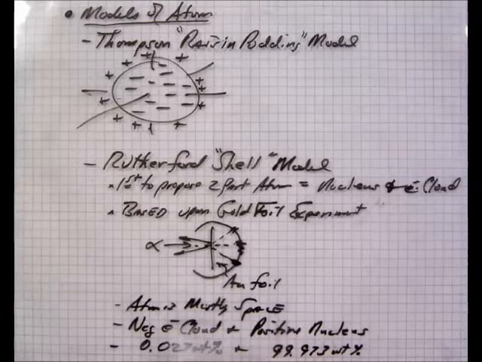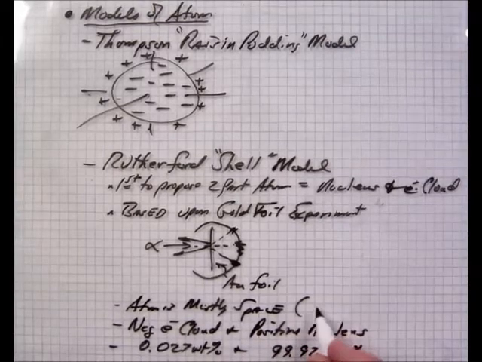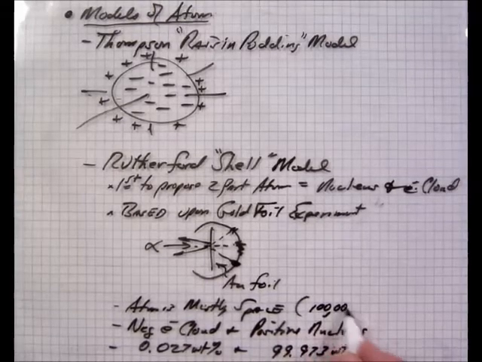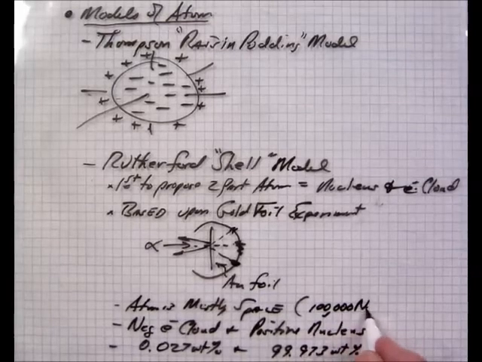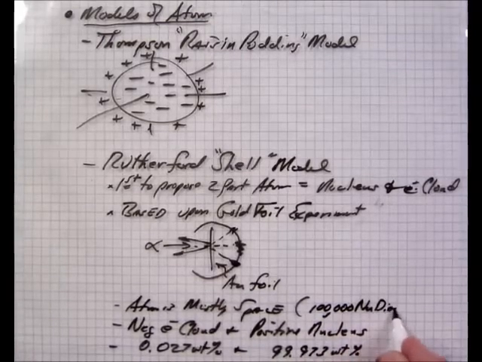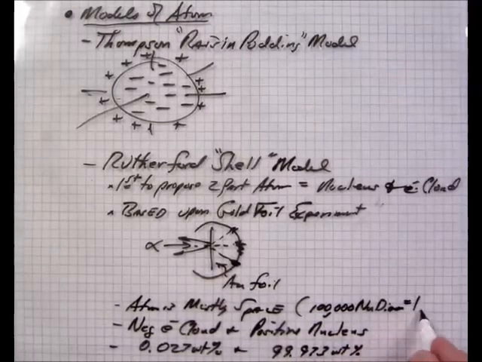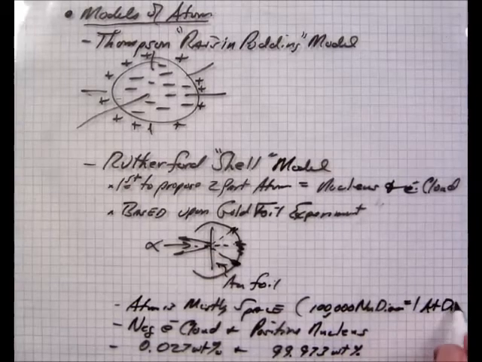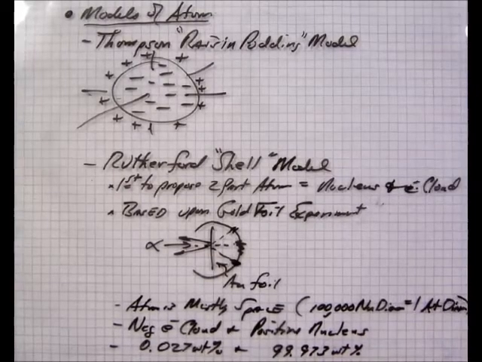And when we talk about mostly space, I want you to remember 100,000 nuclear diameters equal one atomic diameter. Of course, that's an average over the time.